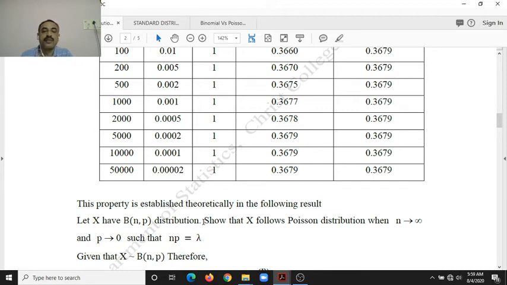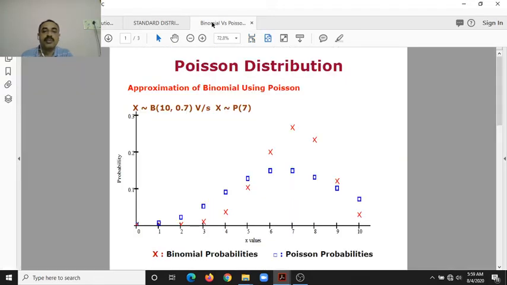But before that, we again consider the same property in terms of the graph drawn with Poisson probabilities and binomial probabilities. In this graph, we consider X has a binomial distribution with number of trials 10 and probability of success 0.7. We note that np, that is 10 into 0.7, is 7. So this is the graph drawn for the binomial 10, 0.7 versus Poisson 7.